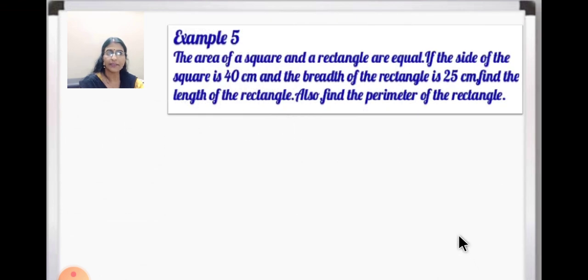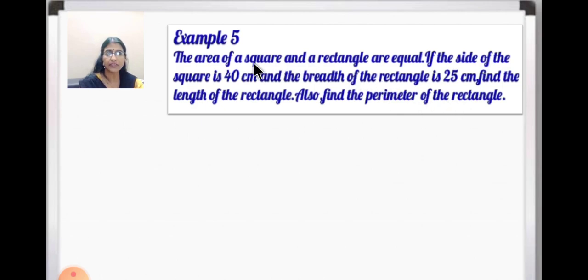Now we'll do example 5 of your textbook, that lesson, area and perimeter. Next example: the area of a square and a rectangle are equal. If the side of the square is 40 cm and the breadth of the rectangle is 25 cm, find the length of the rectangle. Also find the perimeter of the rectangle.